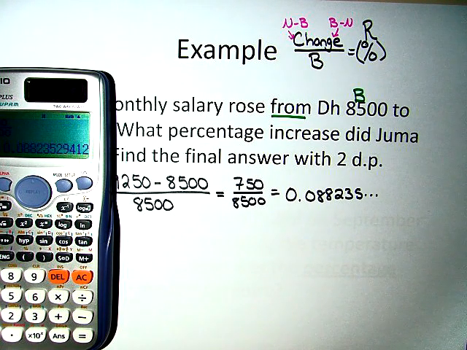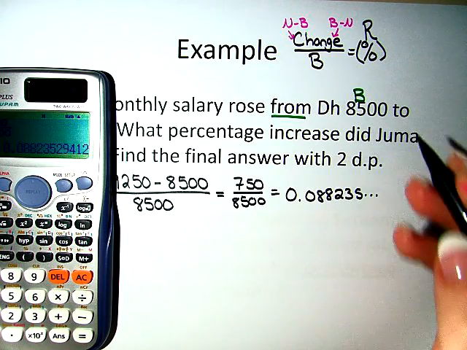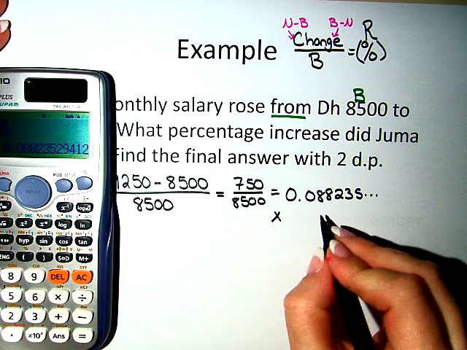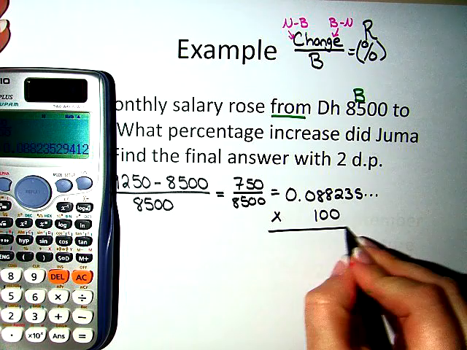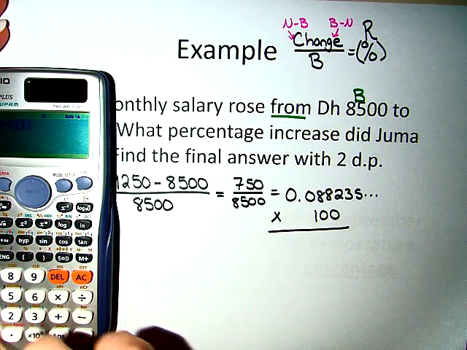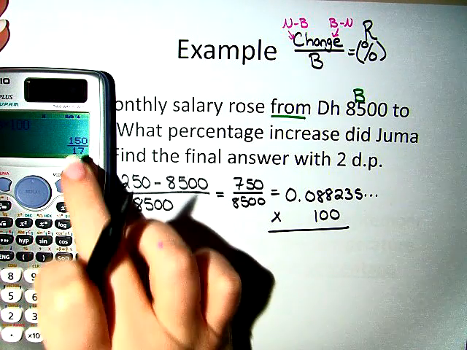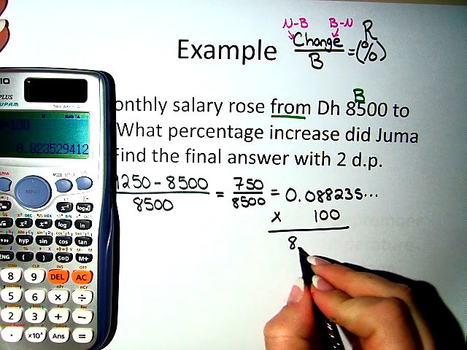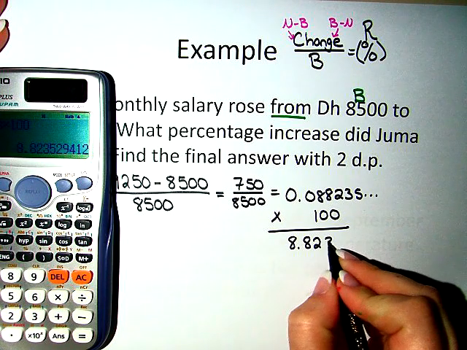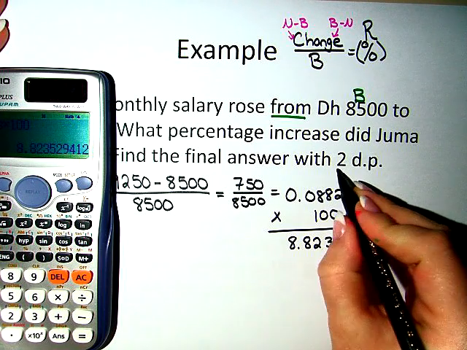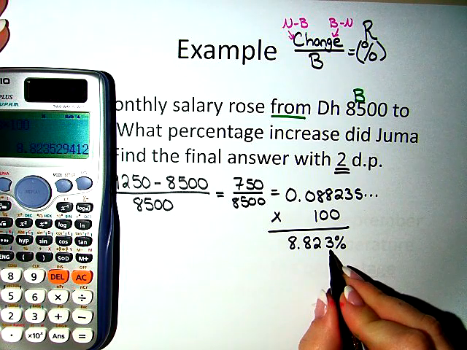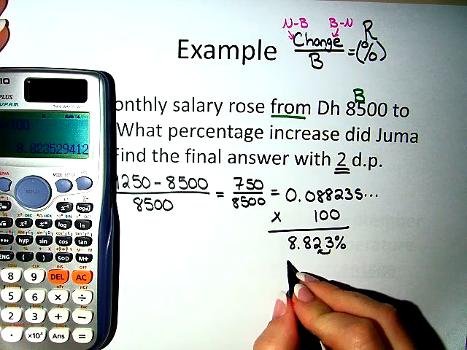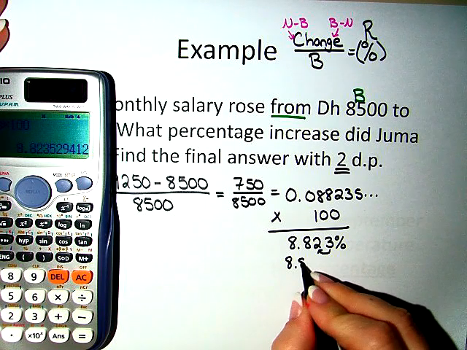This is our rate as a decimal, but like we've learned previously, to make it into a percentage, we need to multiply this by 100. So we're going to do that now. And it comes out as a fraction. To change it, you hit the SD button, and we get 8.823%. It wants it out to 2 decimal places. This is a 3, so the 2 stays the same. So the answer is going to be 8.82%.